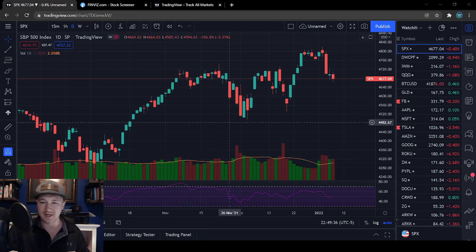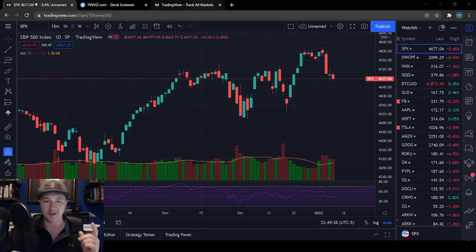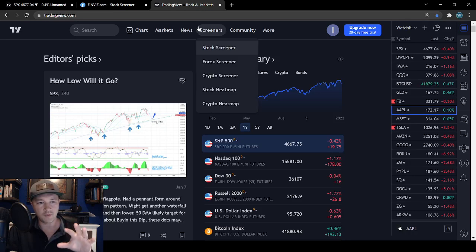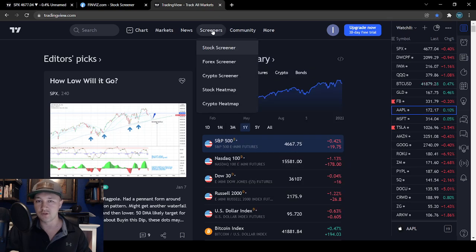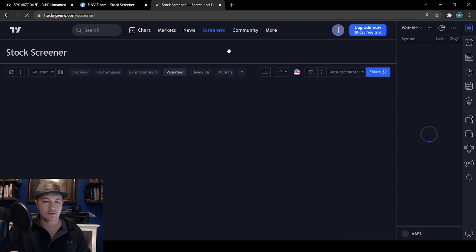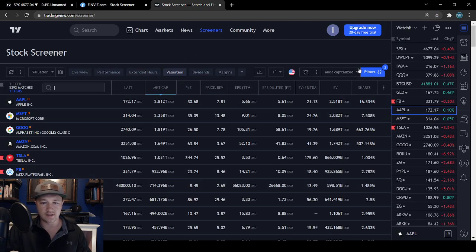This is the chart at TradingView. I'm actually going to bump back out to the home page. So this is tradingview.com. And if you go up here to the screeners tab, you click on stock screener, and you get a ton of columns and rows, right?